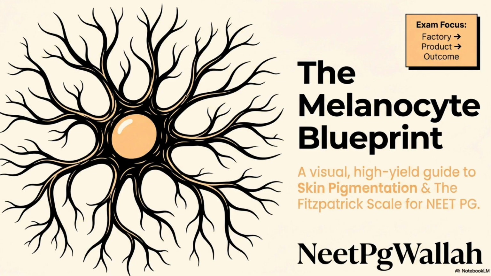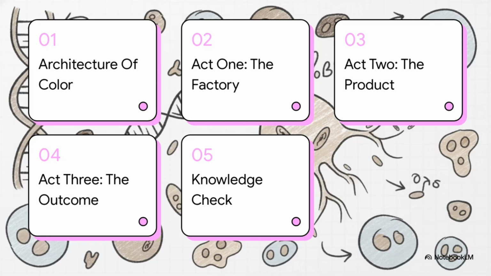We'll explore the fascinating cellular machinery that actually determines human skin color, breaking down the exact science of pigmentation into super easy to understand visual steps. Let's get into it. Here's our quick roadmap for today. We're breaking this journey down into 3 clear acts, starting with the architecture of color, then Act 1, the factory, Act 2, the product, and Act 3, the outcome. Finally, we'll wrap up with a quick knowledge check to make sure it all stuck.